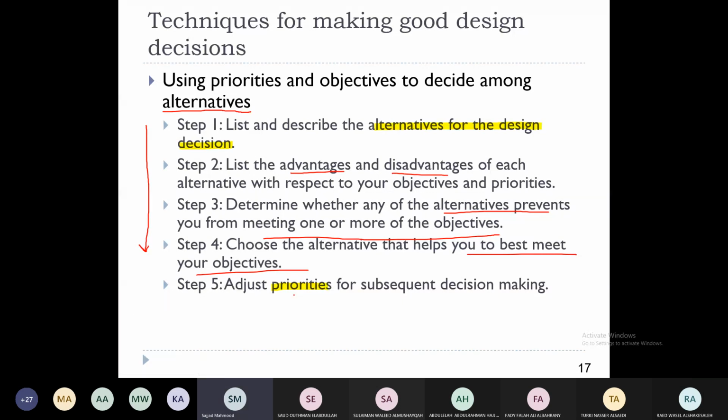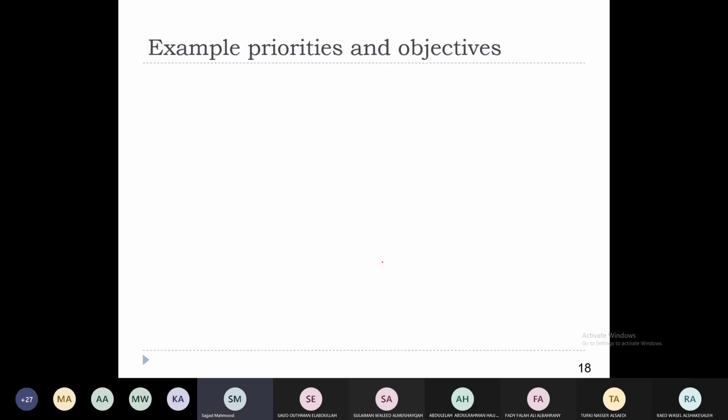So this is something which will happen. You might have to change your priorities, but this is a natural process, and with time, with experience, this will become more and more faster for you. So let's look at a very simple hypothetical example here, right?